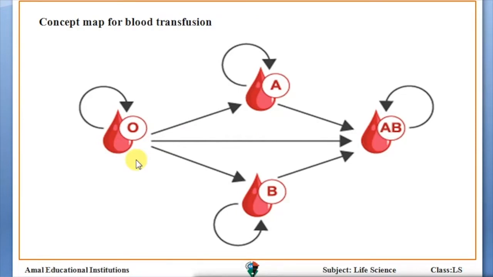Group A can donate blood to A and to AB. Group B can donate blood to B and to AB. AB can donate blood only to itself, but it can receive blood from all the other groups. Therefore, this group AB is referred to as a universal receiver.